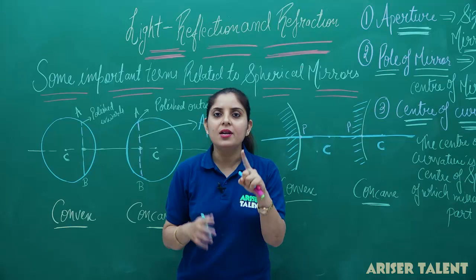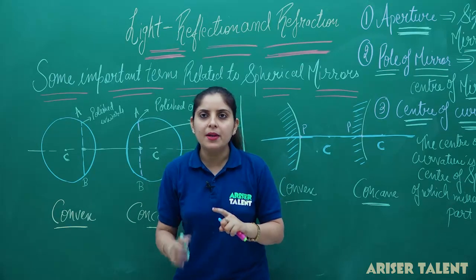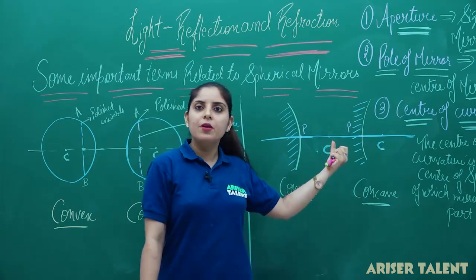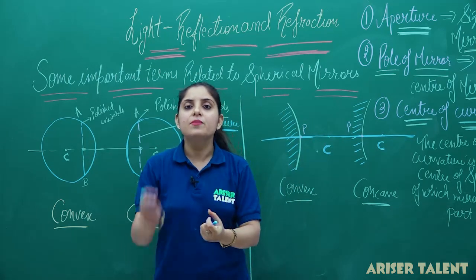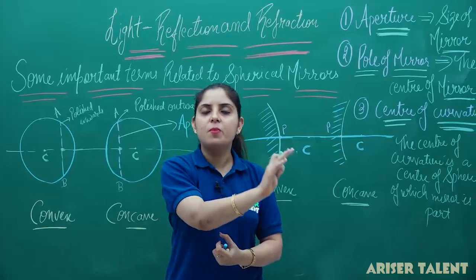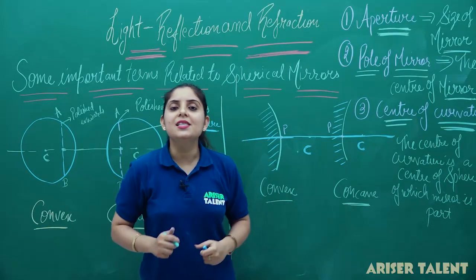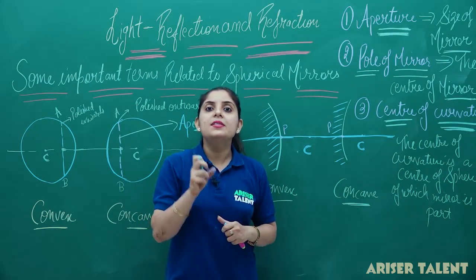First one is aperture. Aperture will give you the size of the mirror. Pole of the mirror, the center part of the mirror, will be called the pole of the mirror. Center of curvature, the center of the sphere of which the mirror is a part, is known as the center of curvature. Now, our next term is principal axis.